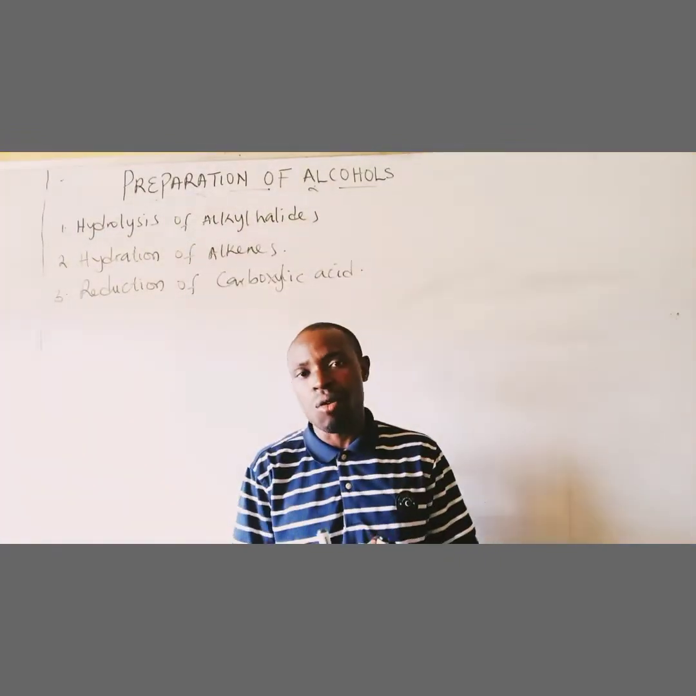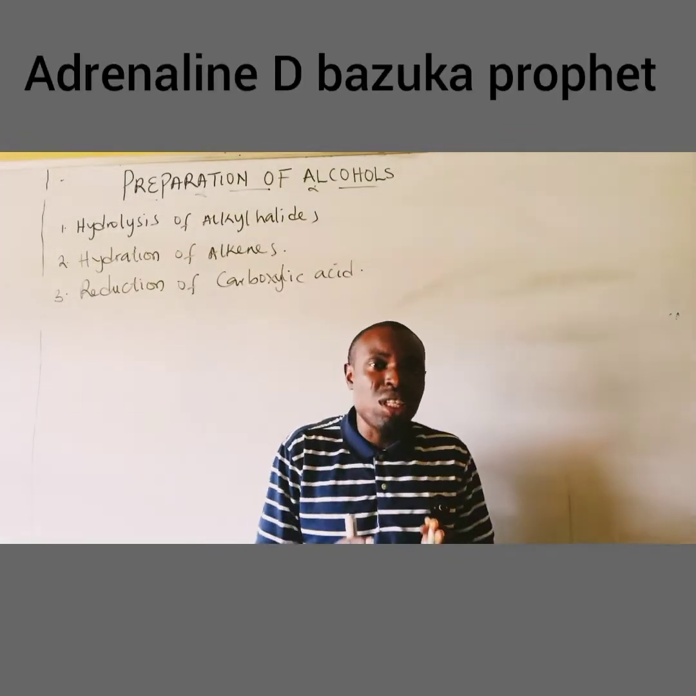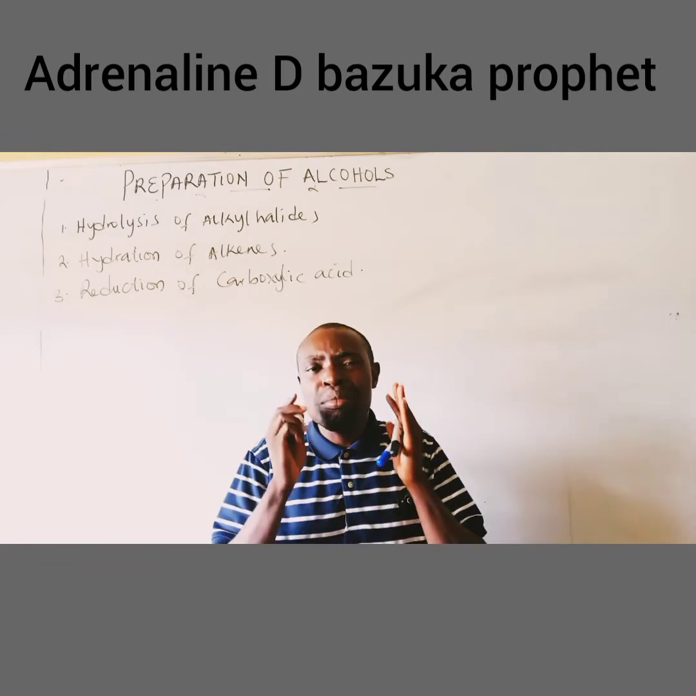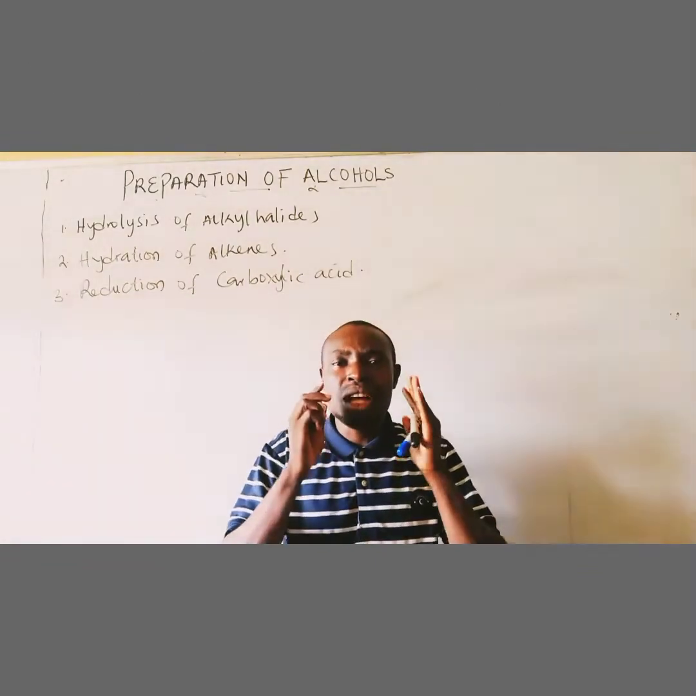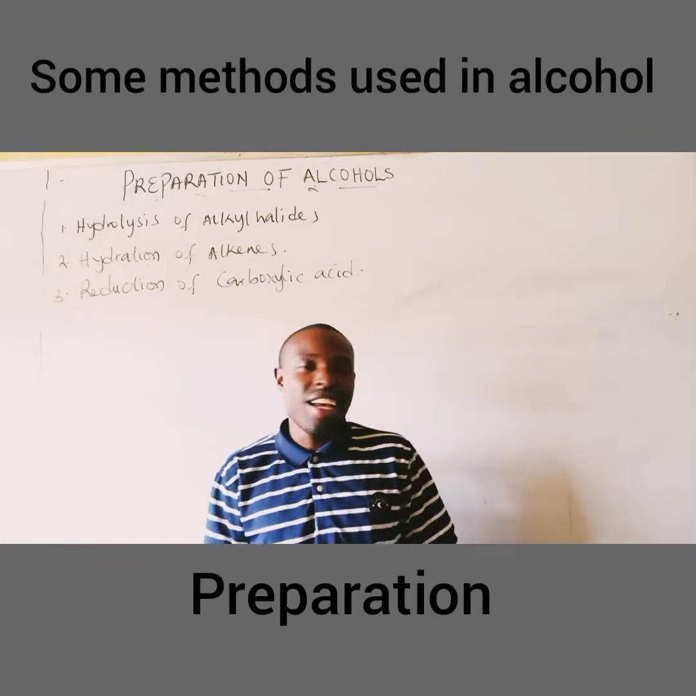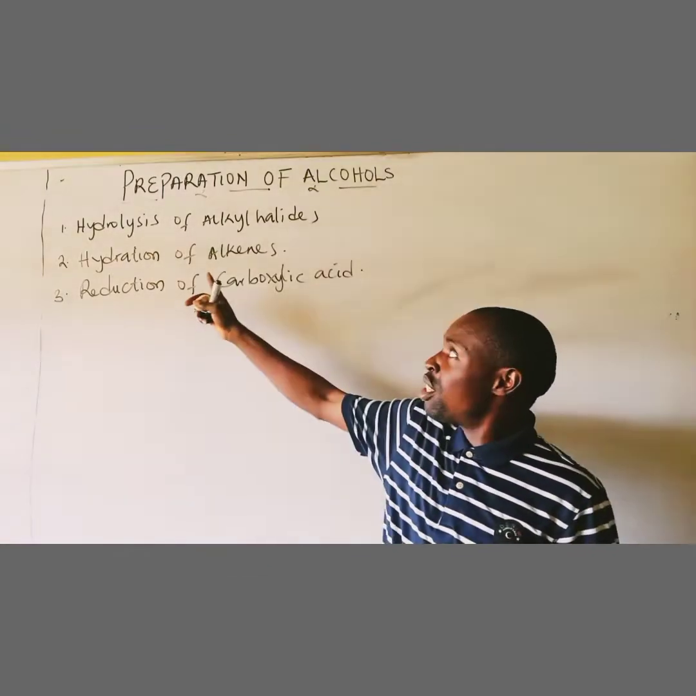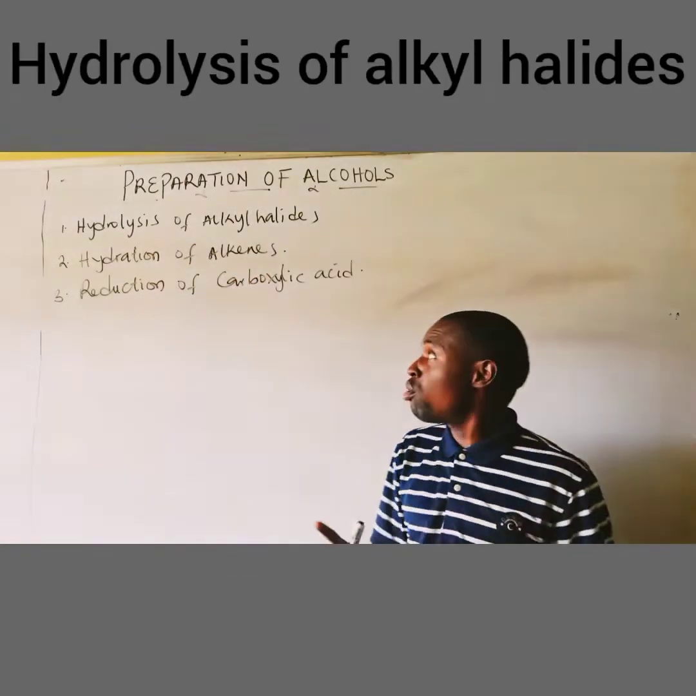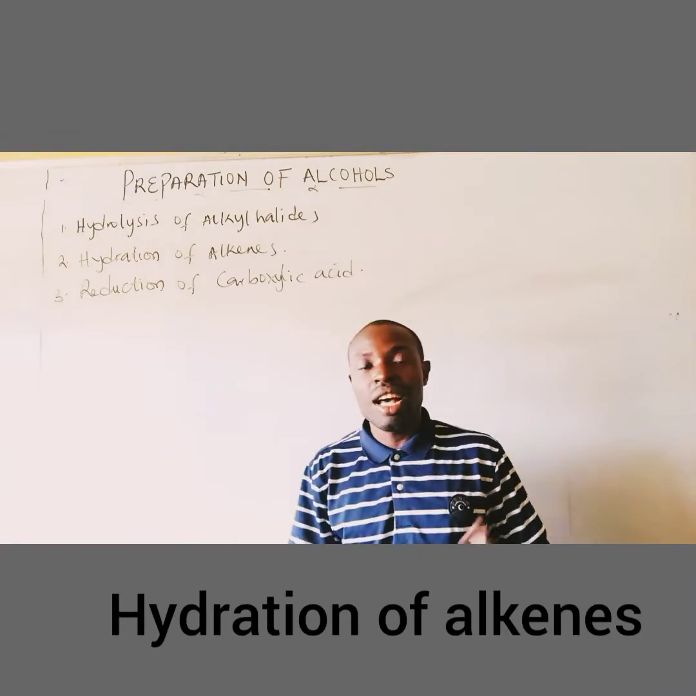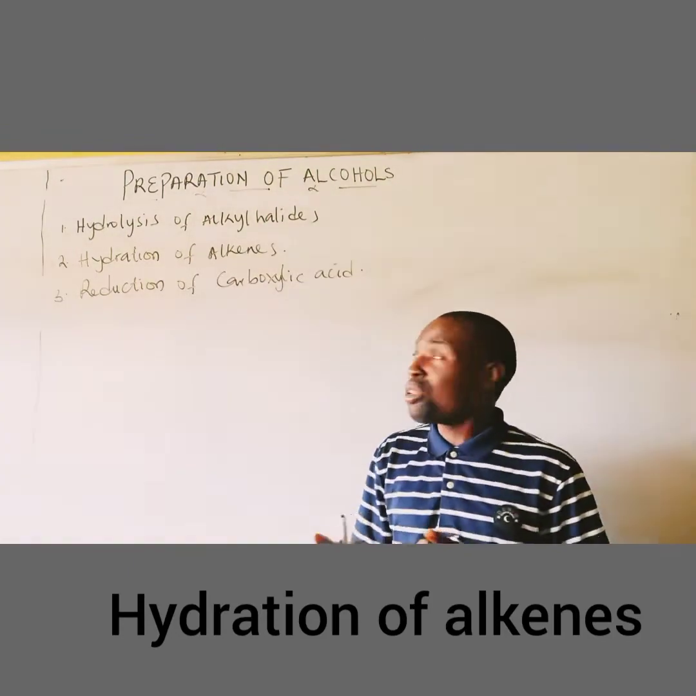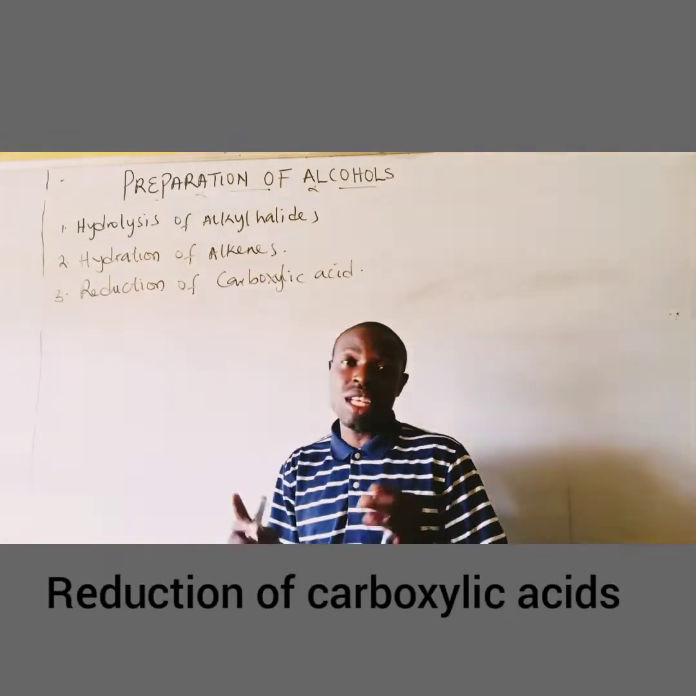And for today, I'm going to be giving you three good methods in which alcohol can be produced. The first one is the hydrolysis of alkyl halide. Number two is hydration of alkenes. And lastly, the reduction of the carboxylic acid. So we take the first one.